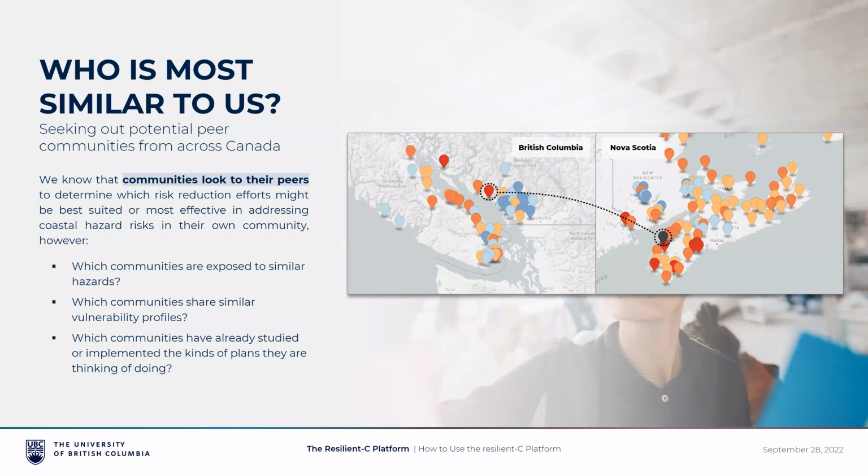We know from our research that Canadian communities look to their peers as one method for determining which risk reduction efforts might be best suited or most effective in addressing coastal hazard risk in their own community. However, how can a community identify other communities that are exposed to these similar hazards and share similar vulnerability profiles? And which of these communities have already studied or implemented the kinds of plans they are thinking of bringing to their own community?